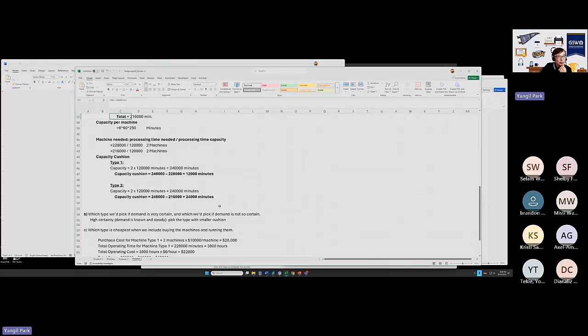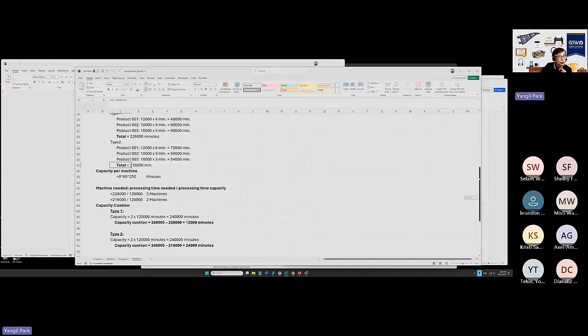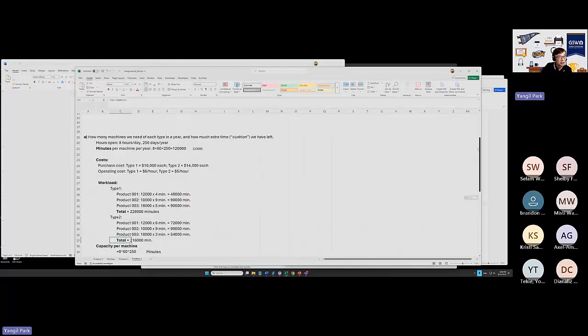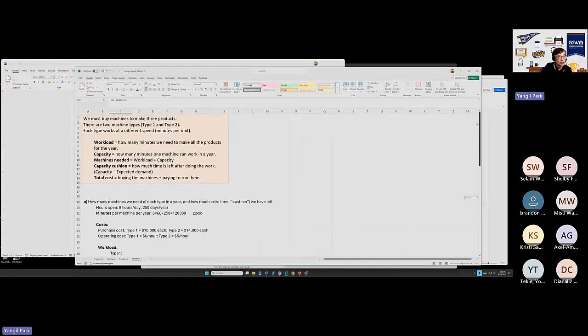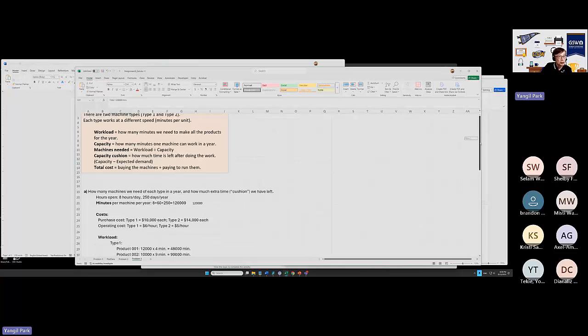So in this case, we have a better cushion or higher cushion for type 2 because we have 24,000 minutes left, okay, if you're working this way. And that's what I worked on in terms of just type 1, type 2, and based on capacity cushion.